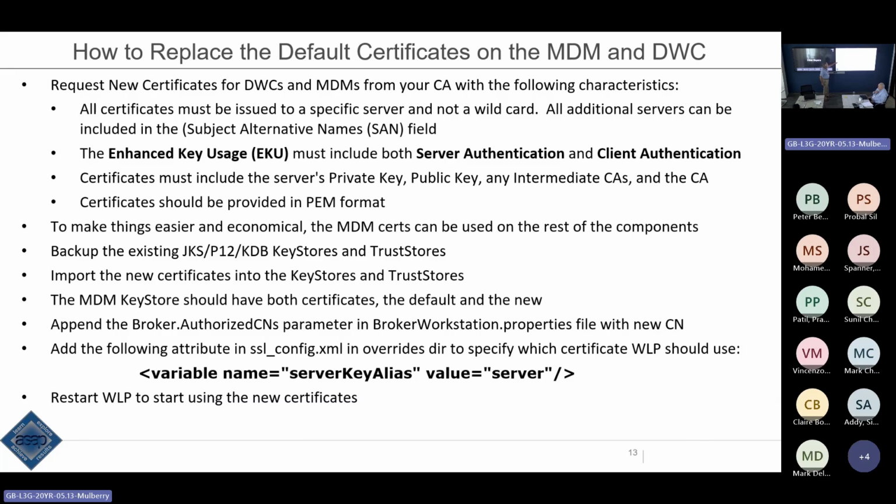And the MDM key store, I think, is supported because you should have both the default and the new ones. There will be a default one that's generated on install. So some of the recommendations are to start with 10.1.5 because it will generate default certificates and then upgrade. You'll have both the default ones and the new ones in there. Of course, the broker has its own CNs. You may have to add these in the properties file, and there's some information in the SSL config if you're doing it in the overrides directory. And of course, you'll have to restart Liberty when you're all done.